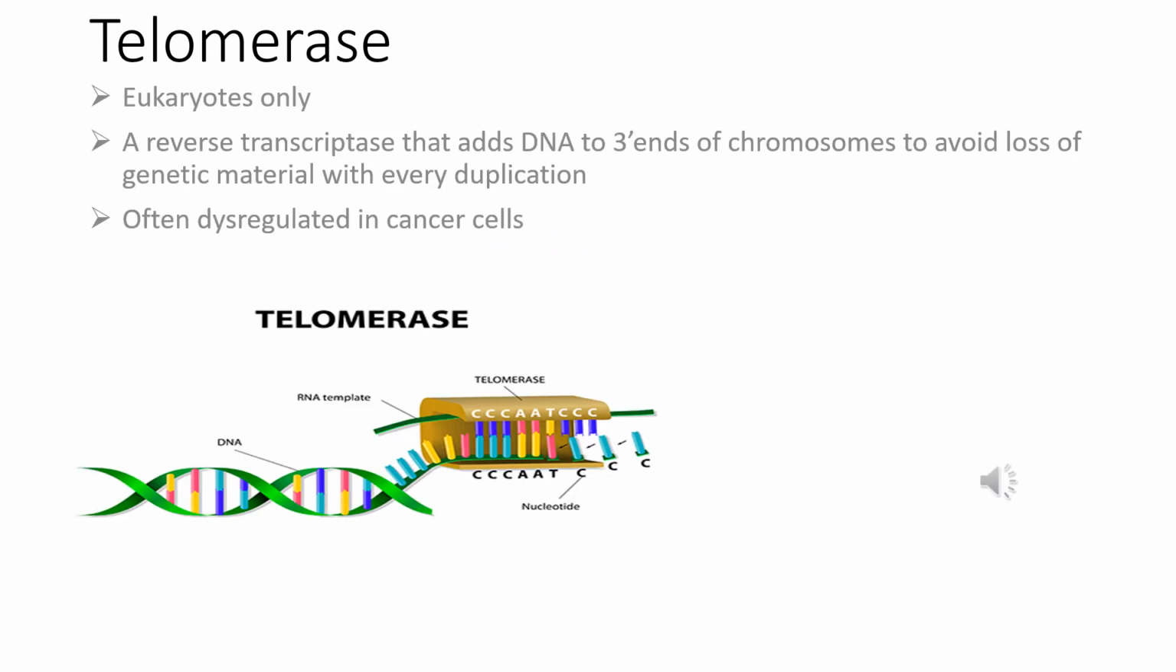Telomerase is an enzyme made up of protein and RNA subunits that elongates the chromosome by adding guanine-rich repetitive sequences to the end of existing chromosomes, which avoids loss of genetic material with every duplication. Hence, it protects chromosome ends from fusion and from being recognized as a site of DNA damage. It is found in eukaryotic cells only and is often dysregulated in cancer cells, allowing unlimited replication.